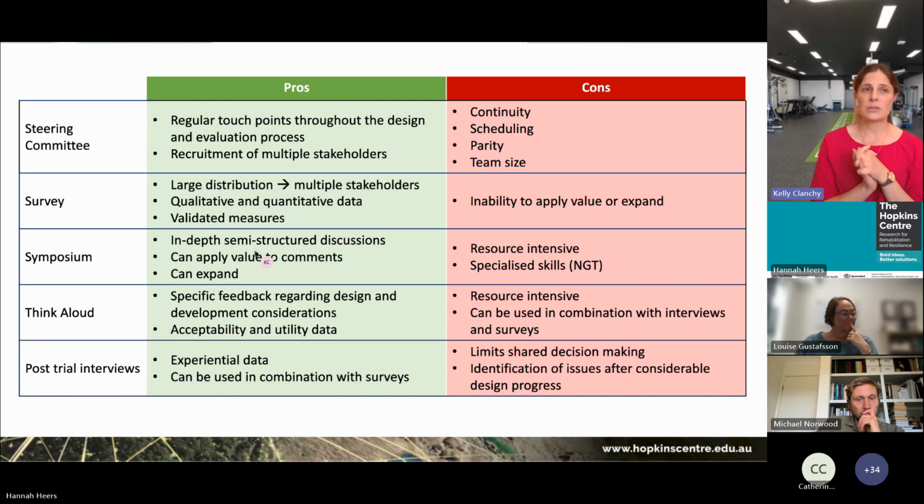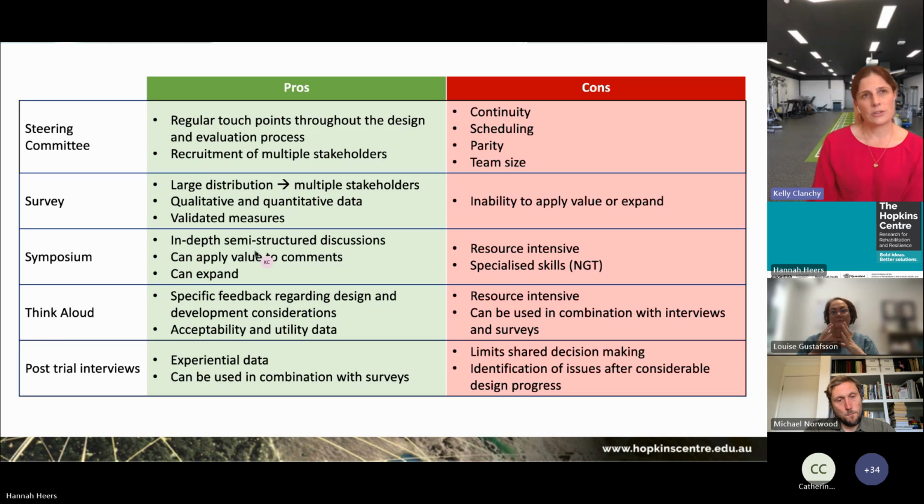In addition to that, because people are contributing their lived experience, it was very, very important to us that we appropriately compensated them for their time and also engaged in funding their travel as well. They can be used in combination with interviews and surveys, but that does increase the resource intensiveness of it, and it also increases participant burden. So you need to think about that when you're designing your protocol.